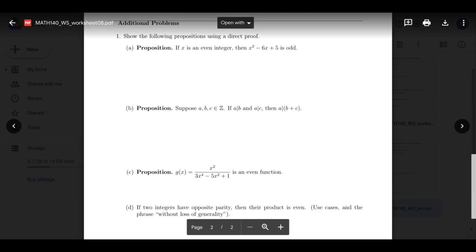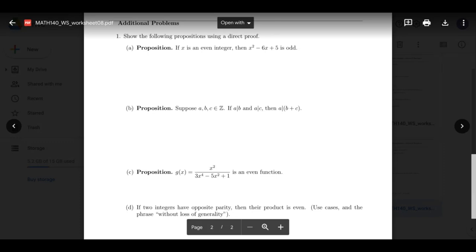Okay, next one. When c is proved to be an even function, we want to plug negative x into the function. After the calculation and simplifying, the result is still the function g of x. So g of negative x equals g of x means this function is even.